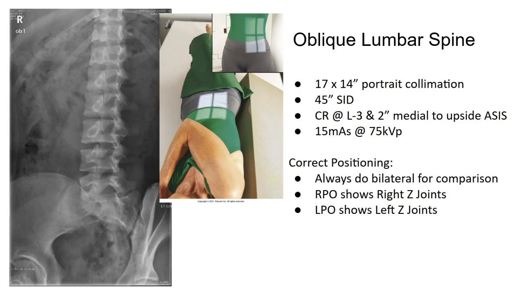In the lumbar spine obliques, you're seeing the Z joints closest to the image receptor. So in other words, if this patient's in an LPO, you're seeing the left Z joints. If the patient's in an RPO, you're seeing the right Z joints. So here is a nice, beautiful example of lumbar spine obliques.